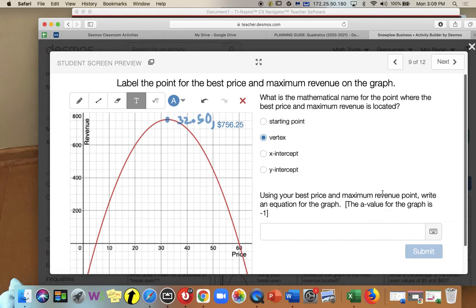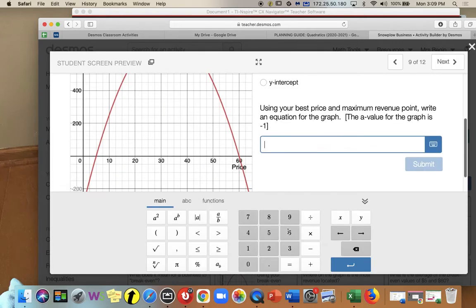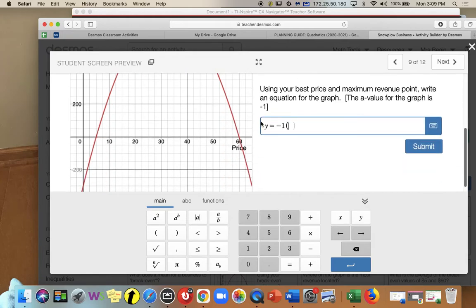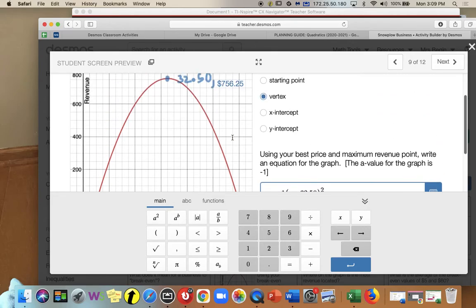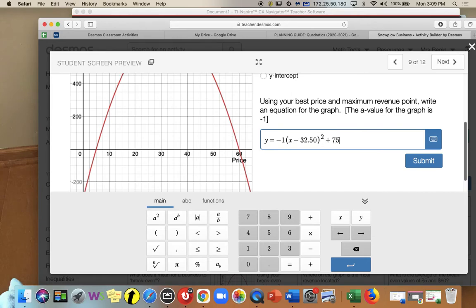Using your best price and maximum revenue point, write an equation for the graph. Oh, this is the vertex, and we shifted it. Now let's think back to the vertex form, shifting it to the right 32.50. So we have y equals -1 because it's a frowny face, it's upside down. But then we know that we shifted 32.50, so x minus 32.50. And since it's a quadratic, we have to square that. And then it goes up 756.25, so plus 756.25.